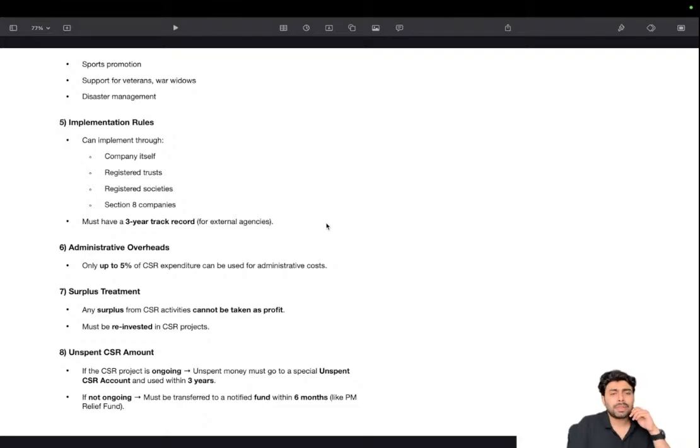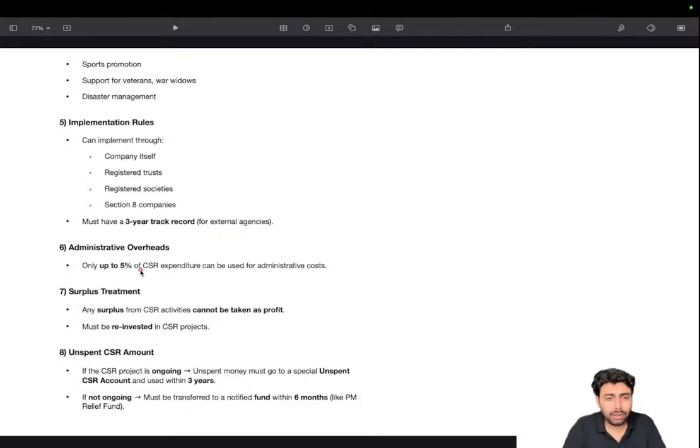So the company can implement it directly by itself, or through a registered trust, a registered society. They don't need to do it by themselves. They can do it through another registered trust, Section 8 companies, which are not-for-profit companies, NGOs. If they are planning to outsource to an external agency, they need to have a 3-year track record. That's an important thing, because companies could contribute to a shell company that's connected to them and still abide by the CSR rules. That's a definite loophole. That's why this provision has been added, a 3-year track record for external agencies, so that the government can ensure that it's not a shell company.